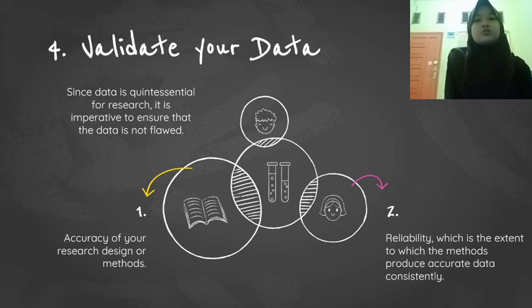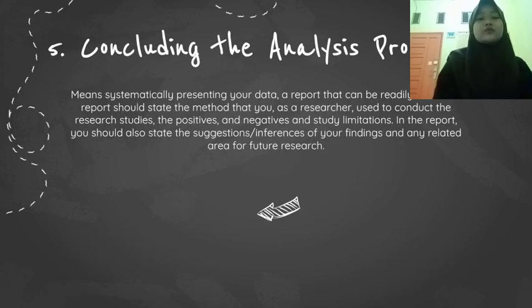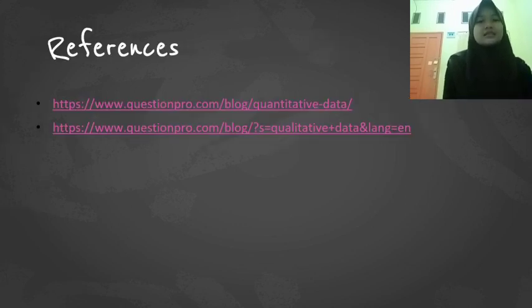Okay, the last step is to conclude the analysis process. It means we systematically present the data in a report that is readily usable by ourselves or the reader at the end of the day. The report should state the methods that we used to conduct the research, and also the positive and negative study limitations and others. In the report, we also state the suggestions or inferences of the findings and any related areas for future research itself.